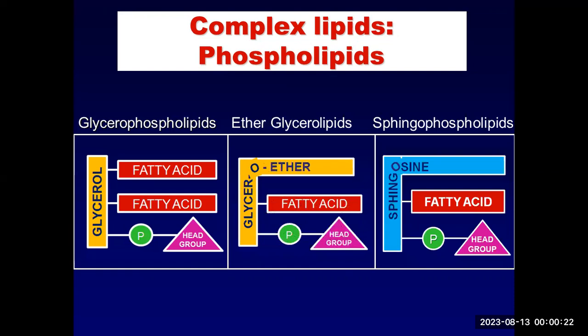Ether glycerolipids are those in which at carbon number 1, instead of having a fatty acid in the ester bond, we have an unsaturated fatty aldehyde in the ether linkage. The rest of the structure is the same. And then sphingolipids are the ones in which we have sphingosine as the alcohol, which I mentioned is the 18-carbon amino unsaturated dihydroxy alcohol. And this contains the alcohol, fatty acid, the phosphoric acid, and a head group.